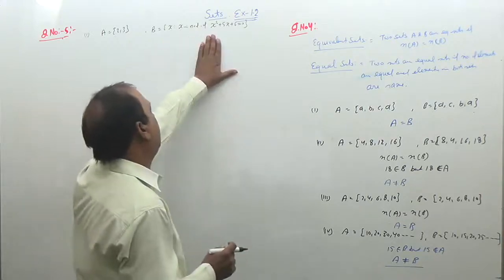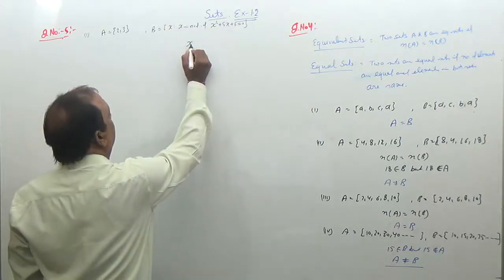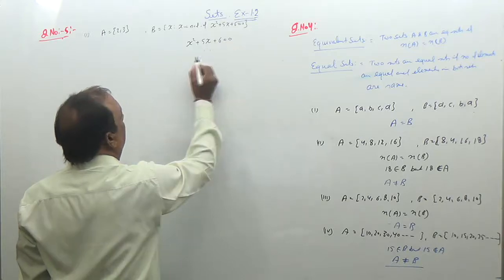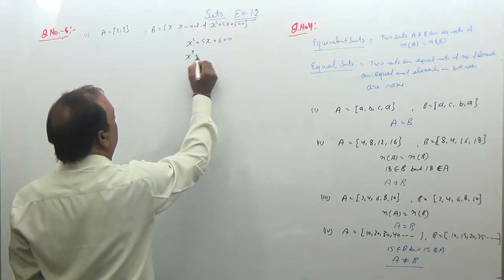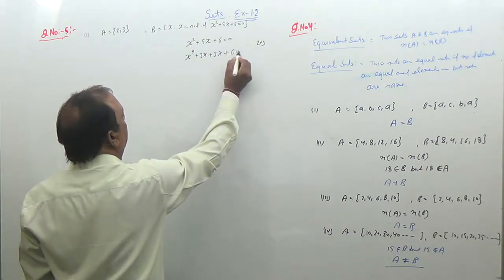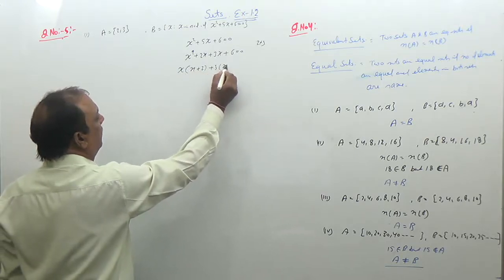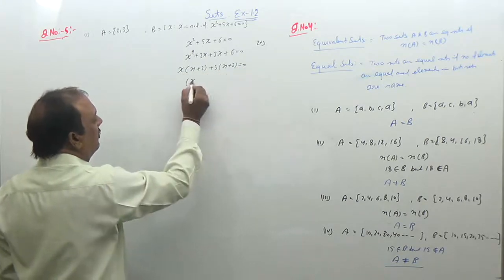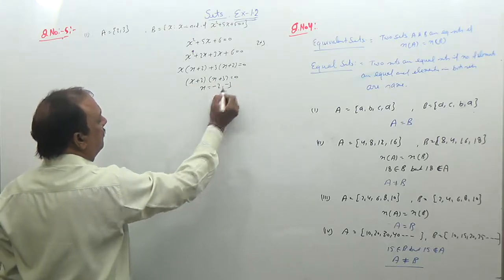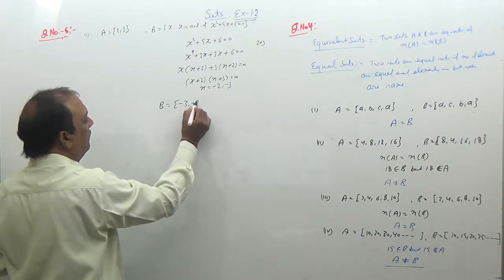So when we find the elements of this set, the elements of this set are the solutions of this quadratic equation. So first factorize this quadratic equation, x square plus 5x plus 6 is equal to 0. Factorize as x square plus 2x plus 3x plus 6 is 0, with 2 into 3 being 6, by the middle term split method. Taking x common, x plus 2, taking 3 common, x plus 2 is 0. So x plus 2 and x plus 3 is equal to 0, that is x is minus 2 and minus 3. So simply B is the set of elements minus 3 and minus 2.